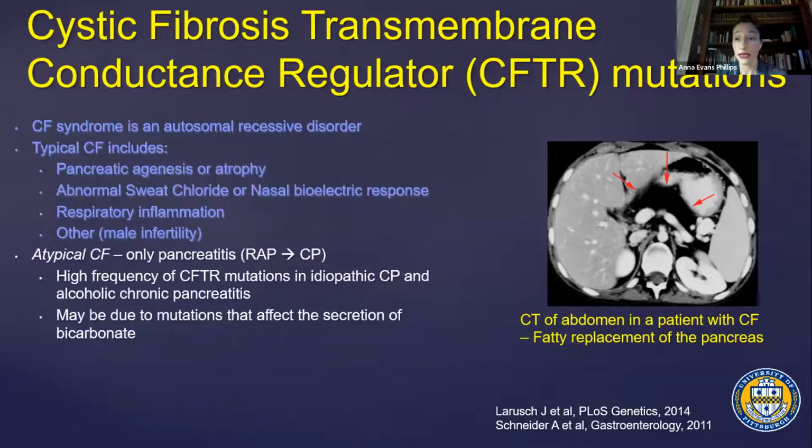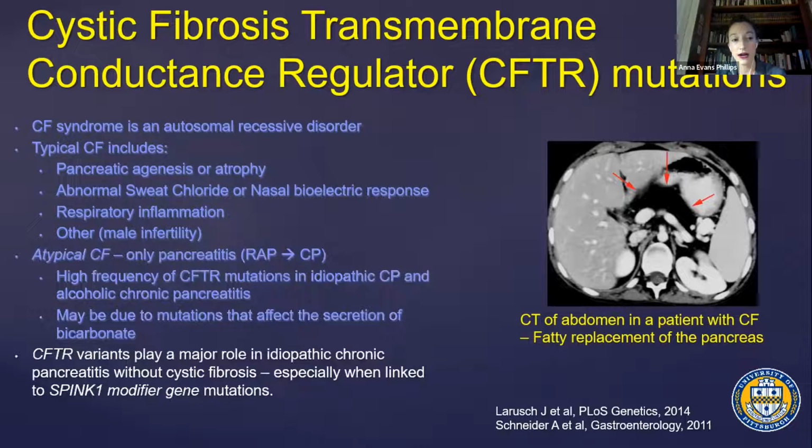What we learned, though, through, again, a series of very carefully researched questions is that actually what I'll call here an atypical cystic fibrosis may manifest as pancreatitis alone. What we know is that there are numerous mutations in the cystic fibrosis gene, which can result in alterations in not only things like the sweat chloride test, but also alterations in bicarbonate secretion in the pancreas. And so we've seen that there can be a high frequency of cystic fibrosis mutations that have been discovered in idiopathic chronic pancreatitis, and even some in patients who were previously determined to have alcoholic chronic pancreatitis.